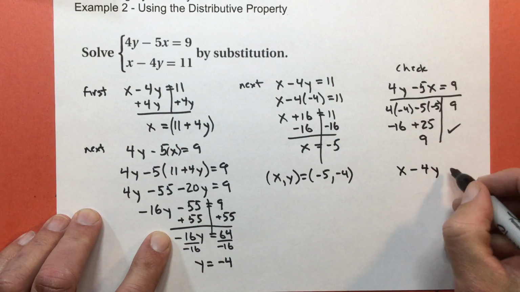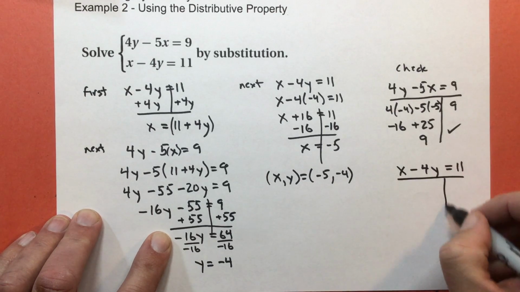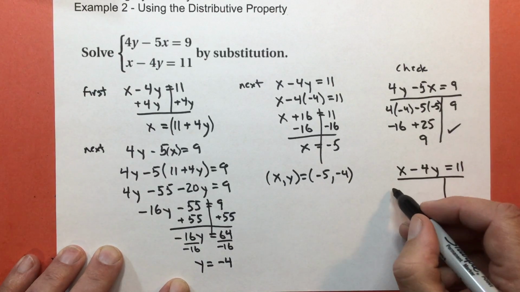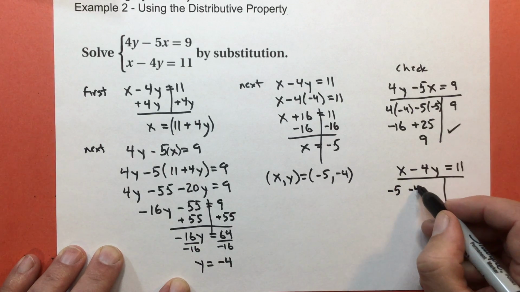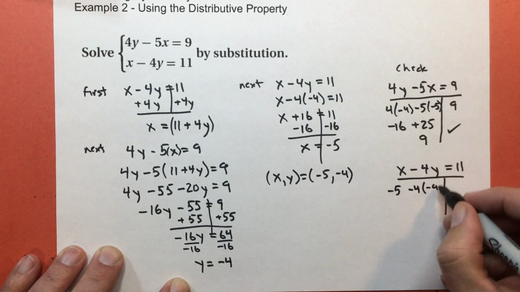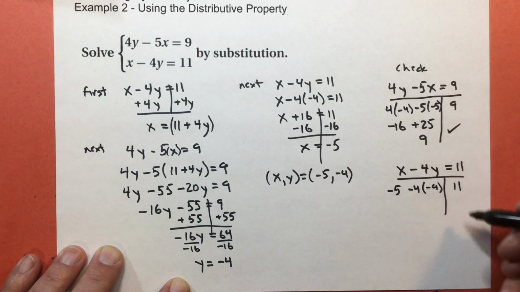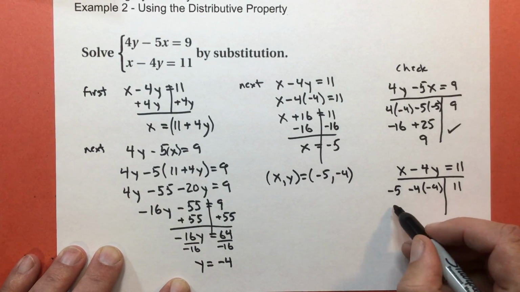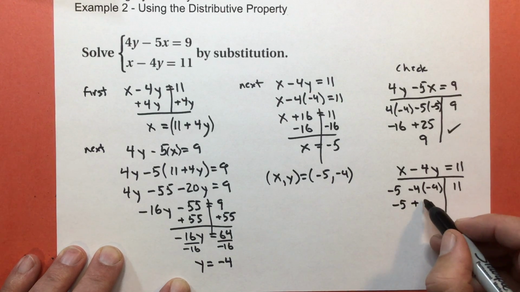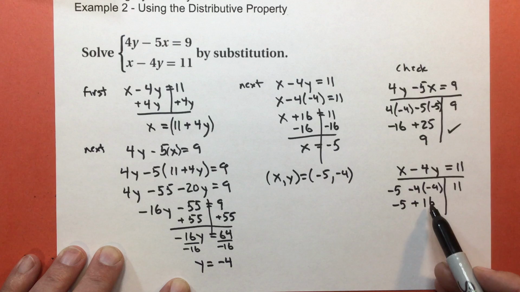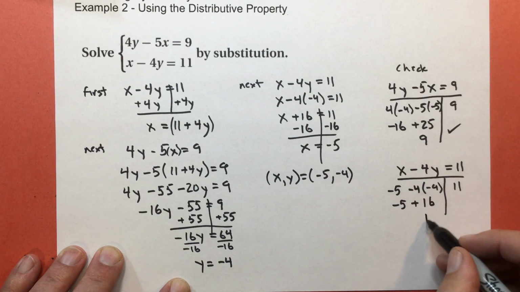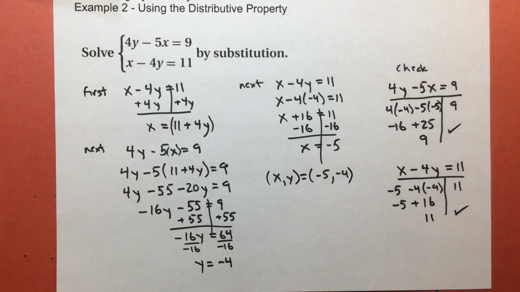X subtract 4y equals 11. One more time, my x is -5. My y is -4. And 11 just stays over on the right side by itself. -4 times -4 is +16. -5 plus 16, same as 16 minus 5, does equal 11. So that is true. So make sure you watch that a couple times. And again, I will take pictures of this so that you can look at it on your own pace.